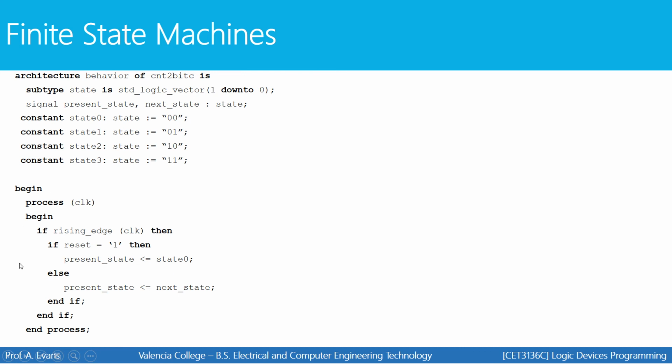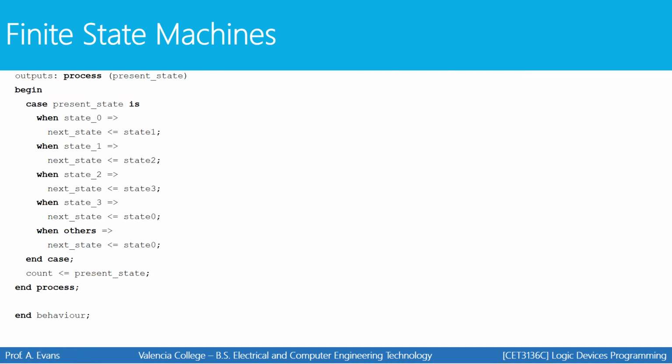This first process represents the state register of your finite state machine. When the clock makes a transition, it transfers the next state to the present state, and that's going to become your output state. Our second process right here controls the outputs of our state machine, our counter in this case. We have a sensitivity list with just the present state. So basically, this process is going to take action when there's a change in the present state.